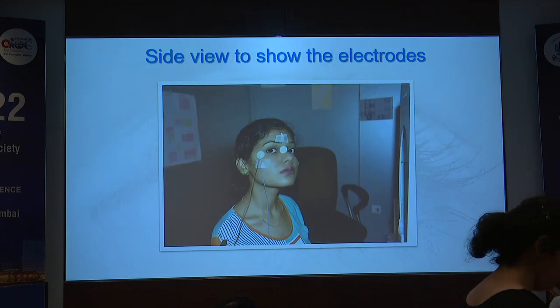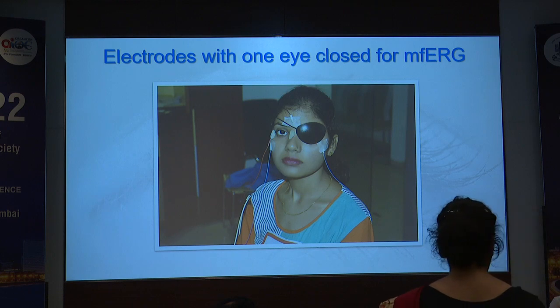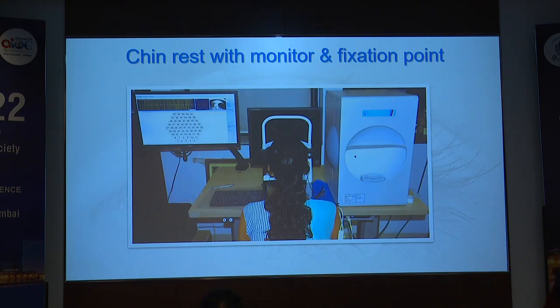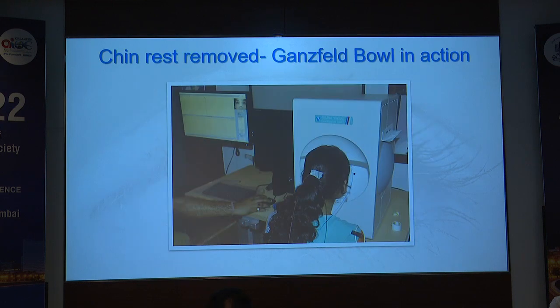This is a side view of the patient showing how the electrodes are placed. For a multifocal ERG, we usually close one eye and then proceed with the test. The movable chin rest is placed in front of the monitor, with the fixation point as shown in the picture. The monitor then displays a random pattern of the multifocal ERG, which is recorded by the electrodes.